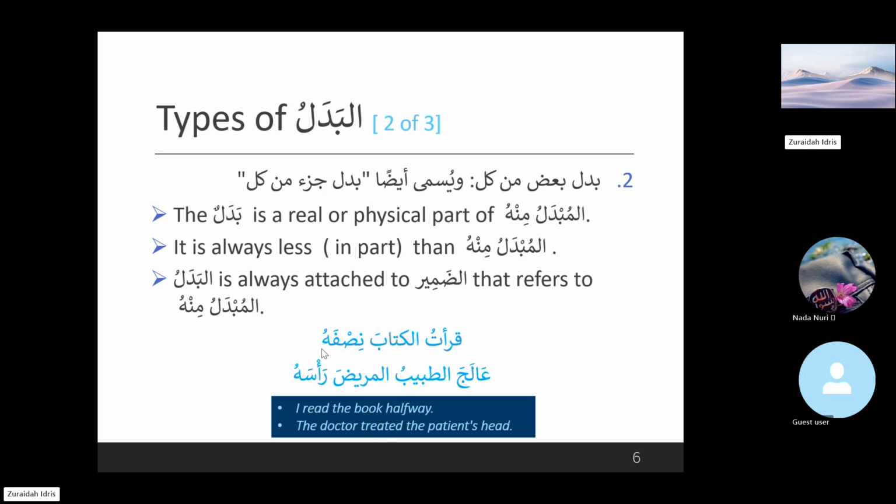In this case, the examples we saw: I read the book halfway. So nisfahu, this hu refers to the kitab. In this case, kitab is maf'ul bihi, and so nisfa is also mansub. You can see that.